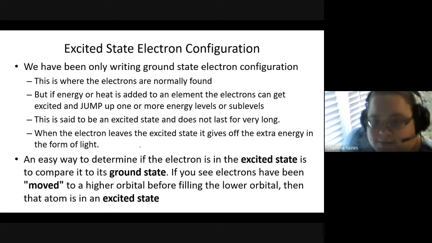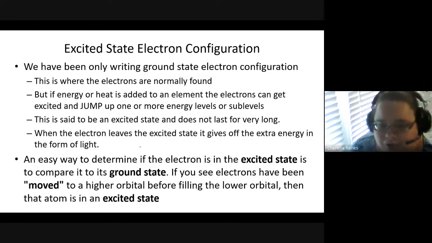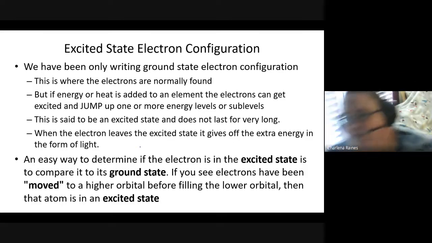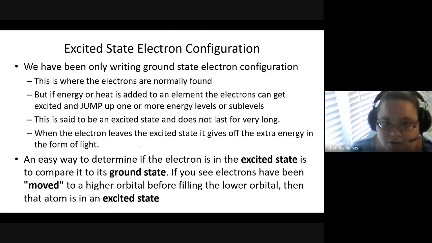So we're not going to spend too much time on excited state configuration, but we will have a virtual lab where you actually get to see the excited states, or what happens with electrons after they are dropping from excited states. So far, we've only been dealing with ground state configurations, and you're only going to be asked to write ground state electron configurations. So this is where the electrons normally are in the atom.